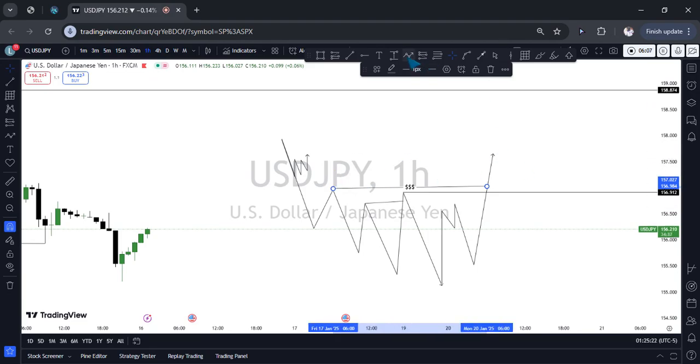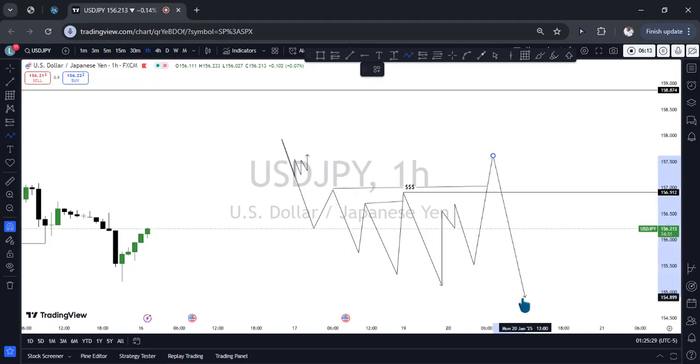So that's where we'll now have something like this. The market will tap into the supply area or the order block around that area, and now go and sweep all these liquidities resting below here.